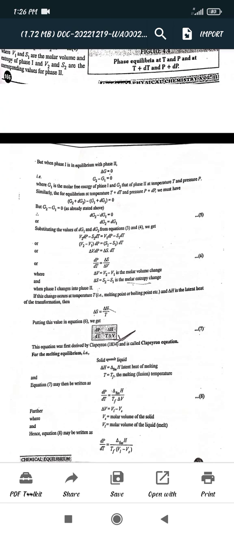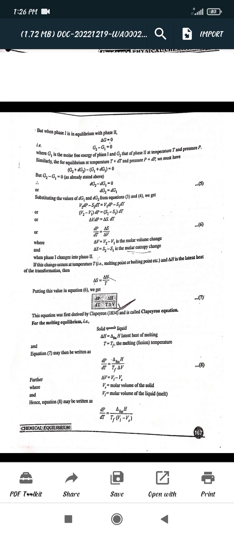But when phase 1 is in equilibrium with phase 2, delta G is equal to 0, that is, G2 minus G1 is equal to 0, where G1 is the molar free energy of phase 1 and G2 is that of phase 2 at temperature T and pressure P. Similarly, for equilibrium at temperature T plus dT and pressure P plus dP, we must have G2 plus dG2 minus G1 plus dG1 is equal to 0. But G2 minus G1 is equal to 0. Therefore, dG2 minus dG1 is equal to 0, or dG2 is equal to dG1.